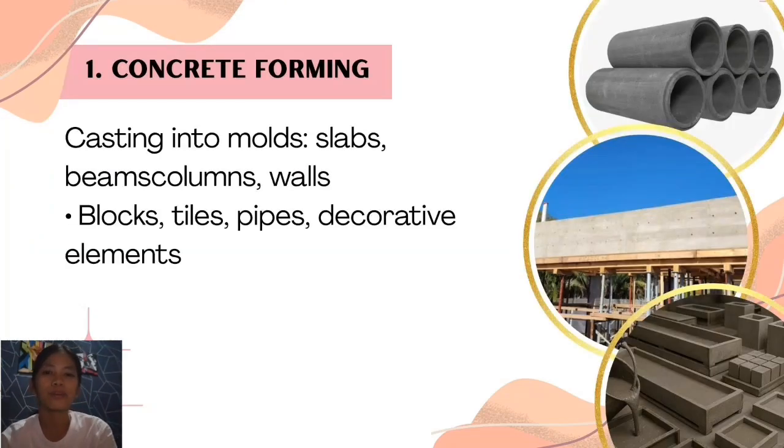Let's start with concrete forming. Concrete is usually poured into molds so we can form slabs, beams, columns, or even walls. Aside from that, it can also be shaped into blocks, tiles, pipes, and even decorative elements. Without forming, concrete will just stay as a plain mixture and not be as useful.